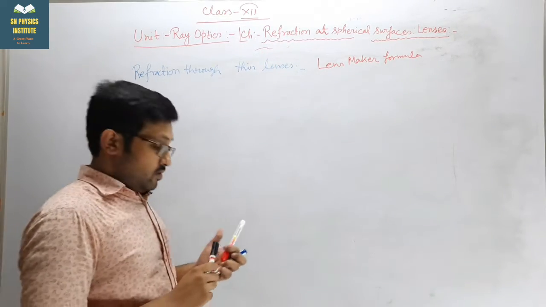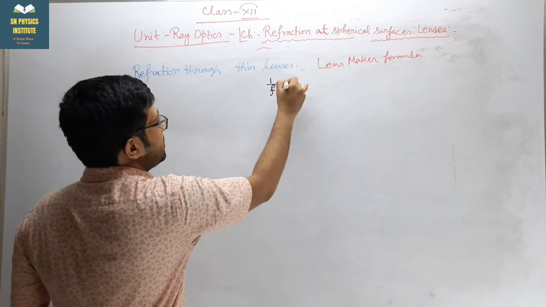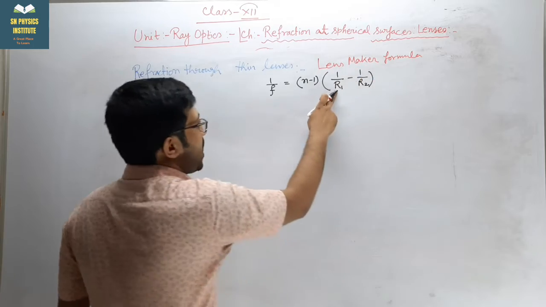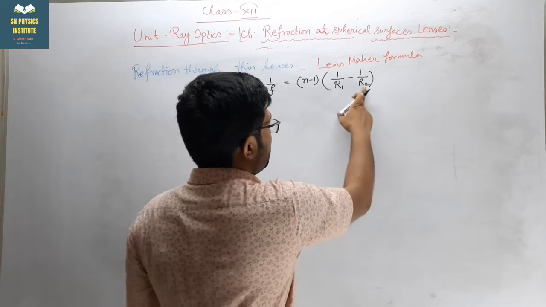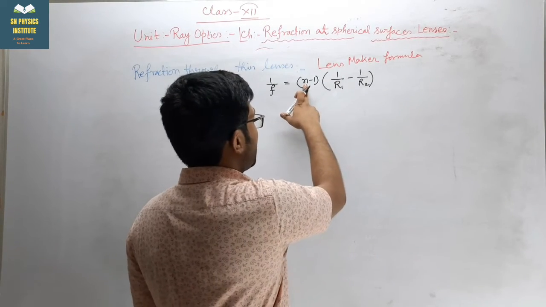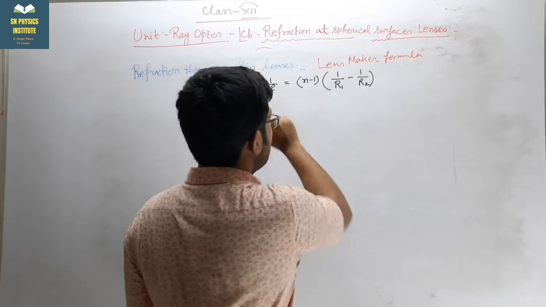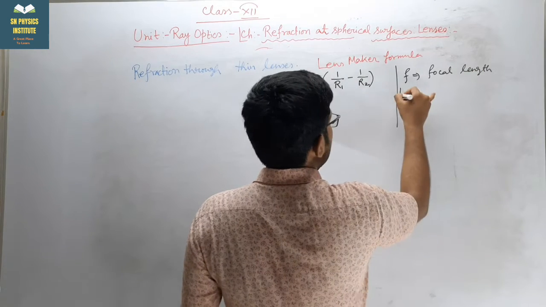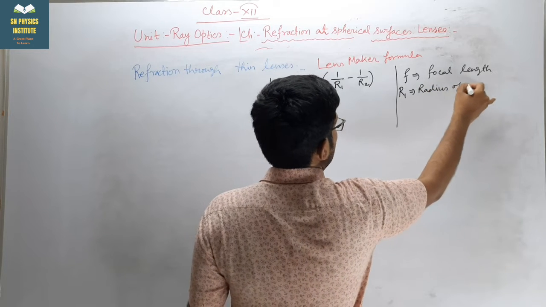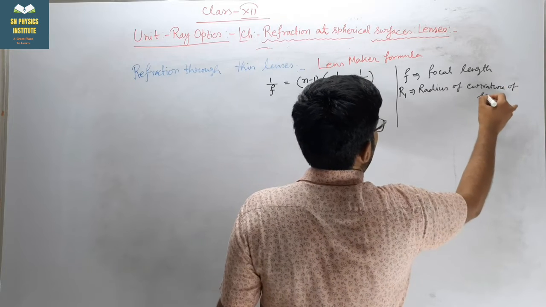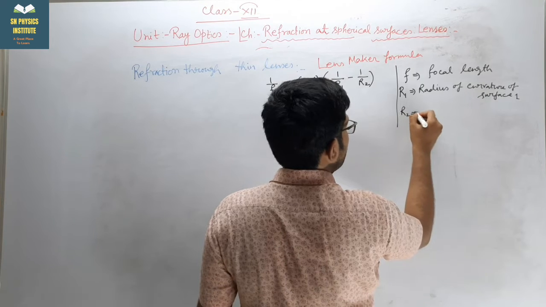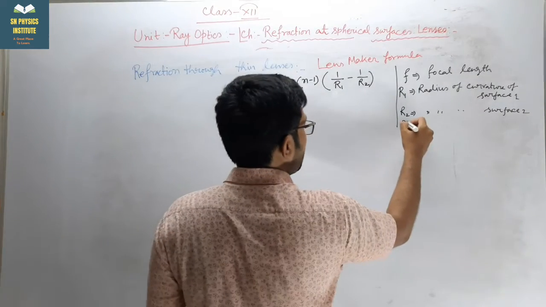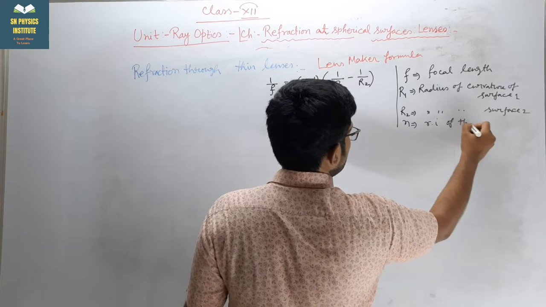So what is the lens maker formula? The lens maker formula is 1/f = (n - 1)(1/r1 - 1/r2), where r1 is the radius of curvature of the first surface and r2 is the radius of curvature of the second surface. n is the refractive index of the material of the lens, and f is the focal length of the lens.